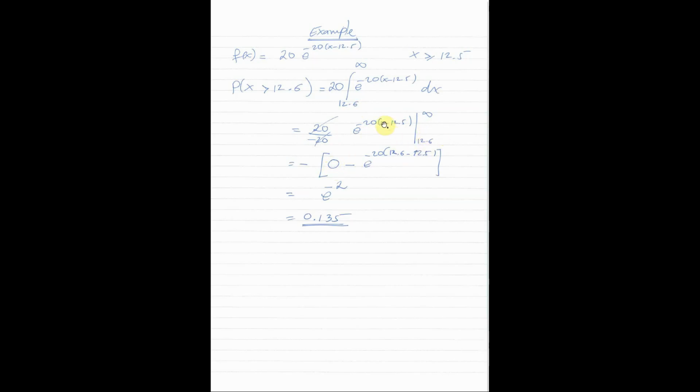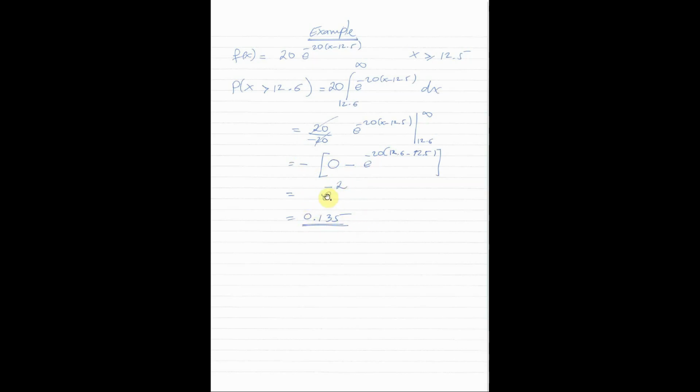And then we have a minus the substitution with 12.6. So we remove x and we put 12.6, so e to the power of minus 20 times 12.6 minus 12.5. 12.6 minus 12.5 is 0.1. 0.1 times 20 is 2. We have a minus sign, so the answer is e to the power of minus 2. Of course, 0 minus something is just minus. With another minus, it becomes plus. So the answer is e to the power of minus 2, equivalently 0.135.